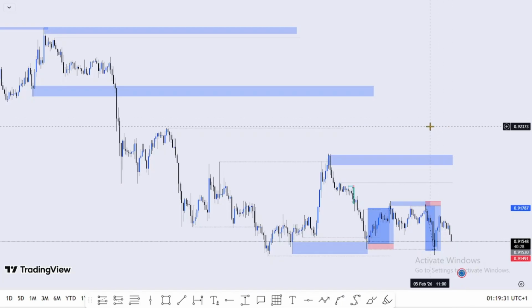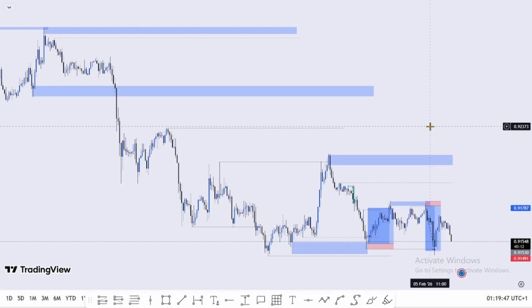Once you understand where liquidity sits and how price reacts around it, a lot of things start to make sense. You start to understand why price suddenly spikes into a level, why it runs a high or low then reverses, and why certain moves feel aggressive or intentional.